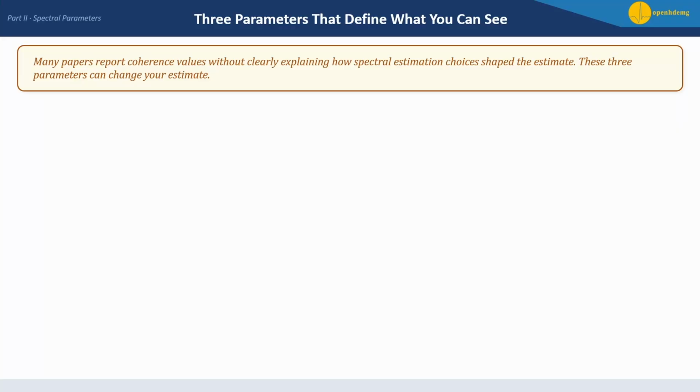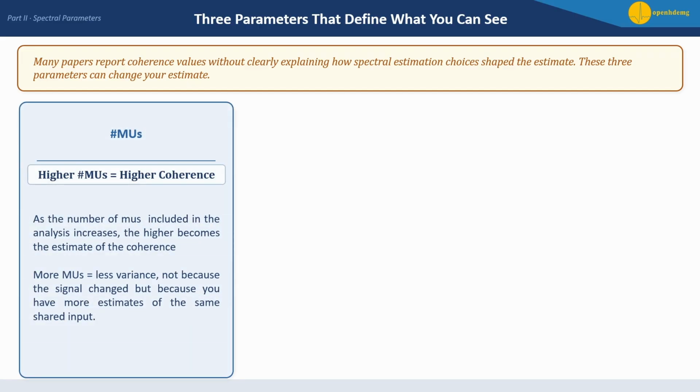Okay, now let's talk about some important spectral parameters that can actually affect your coherence estimate. Here, I'm going to cover the three main important ones. The first one is the number of motor units that you are using in your analysis. As the number of motor units that you include in your coherence analysis increases, the higher your coherence estimate gets.